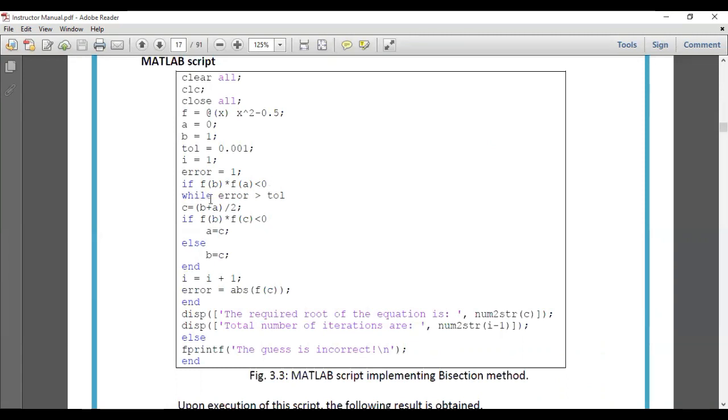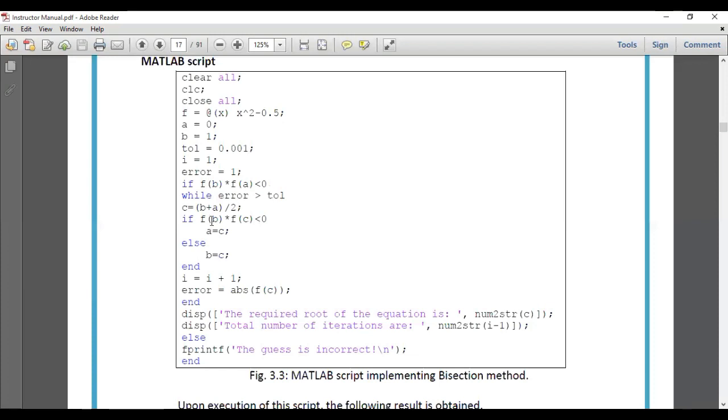So we have used a while loop, and we have put the condition that the error must be greater than the tolerance, and we have obtained the mean value or average value of these 2 points, and we have used this if condition. And according to this condition, if fb multiplied by fc is less than 0, it means the solution exists between points b and c. So in this case, the point a will be discarded and the point c will become our new point a.